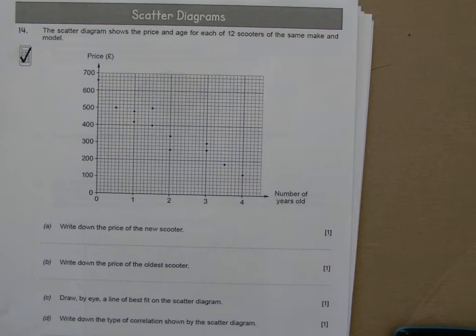Okay, the scatter diagram shows the price and age for each of 12 scooters of the same make and model. It says write down the price of the new scooter. If you think about it, how old would a new scooter be? Well, a new scooter will be 0 years old, won't it? Because it'll be brand new.